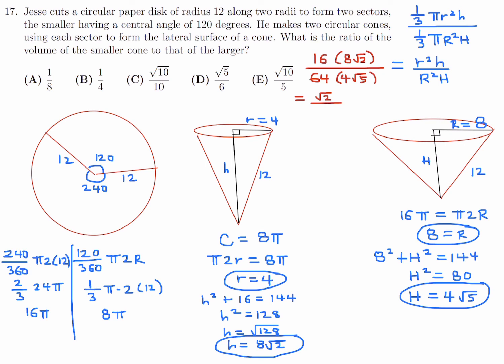So it's root 2 over 2 root 5. And then rationalize the denominator top and bottom by root 5. And you get root 10 over 2 times 5, which is 10. So root 10 over 10. And therefore, number 17, the answer is C.